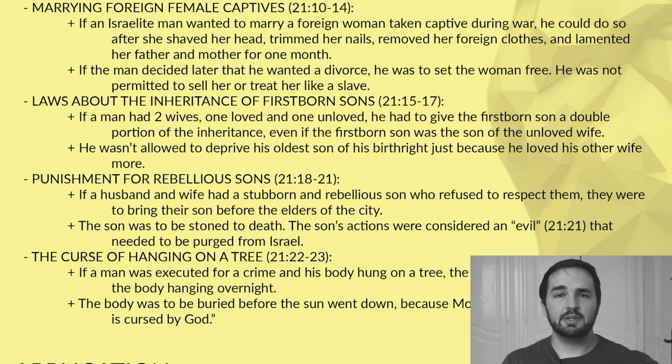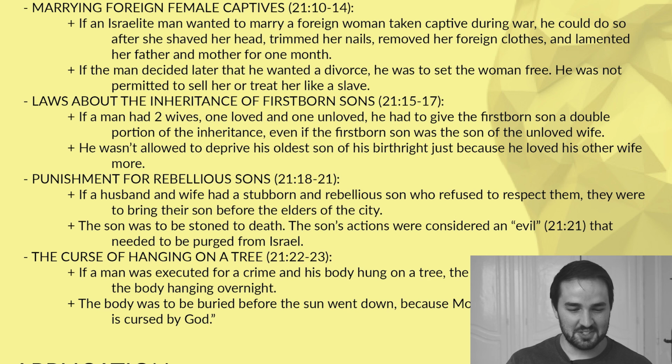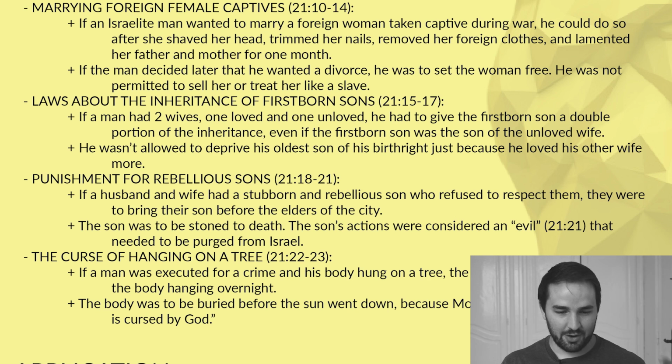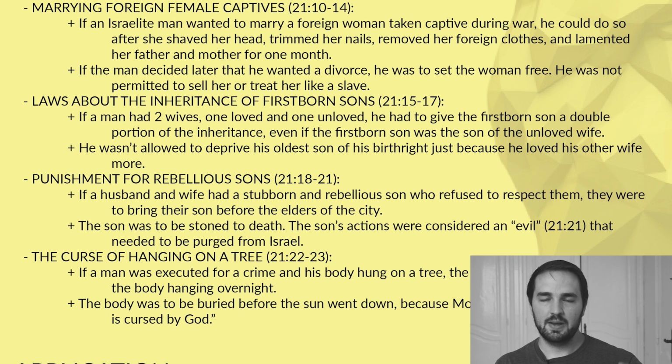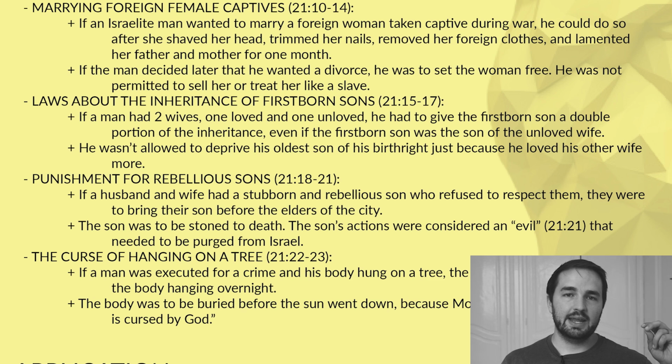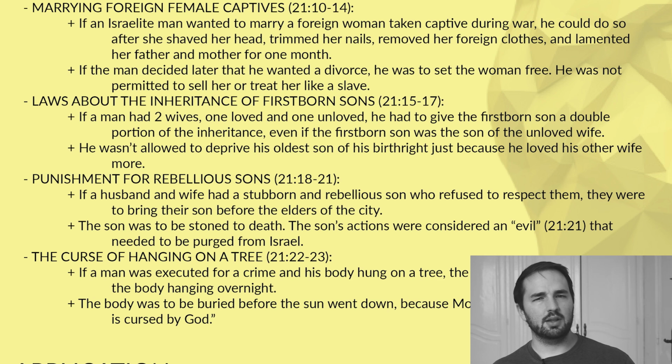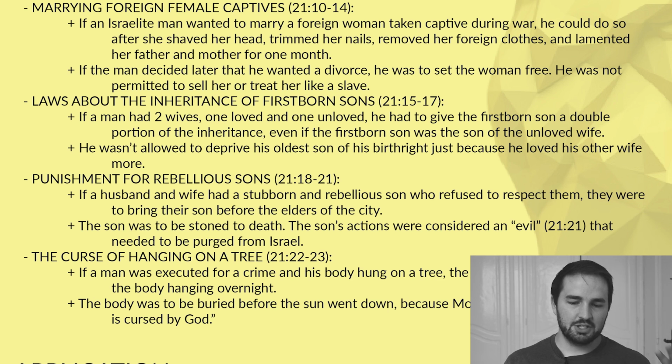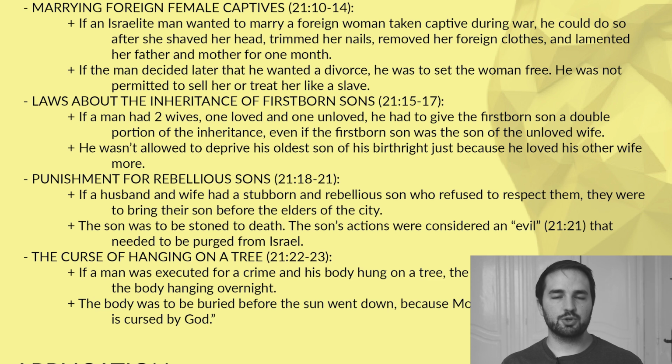Section number 3 talks about something completely different. Verses 15 through 17, laws about the inheritance of a firstborn son. If a man had 2 wives, which the Israelites were allowed to do, and he loved one of his wives, but he didn't love the other one nearly as much, he had to give the firstborn son a double portion of the inheritance, even if the firstborn son was the son of his unloved wife. So basically, he wasn't allowed to deprive his oldest son of his birthright just because he was the son of the wife that he loved the least.